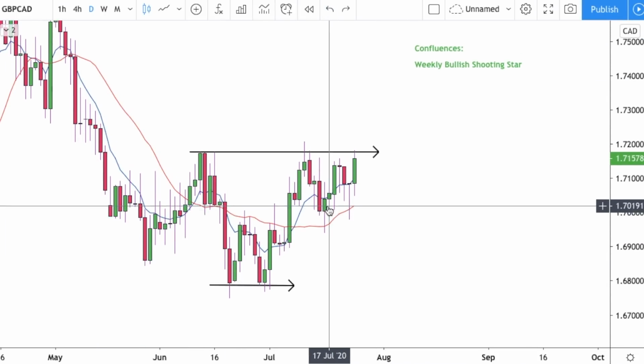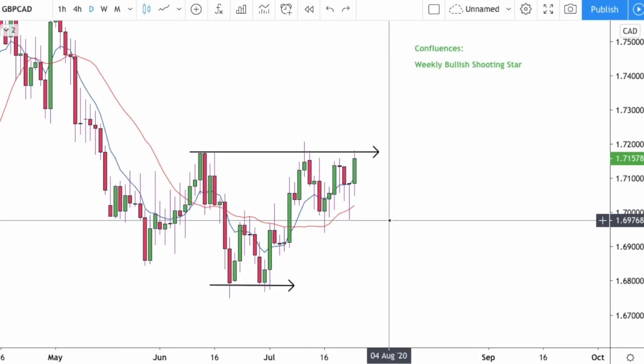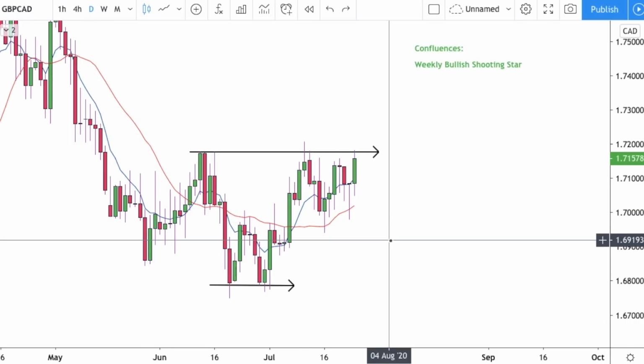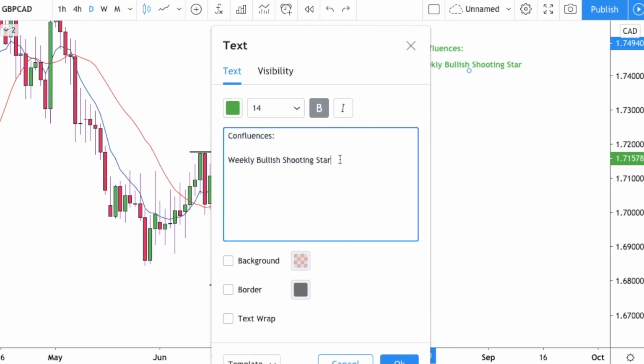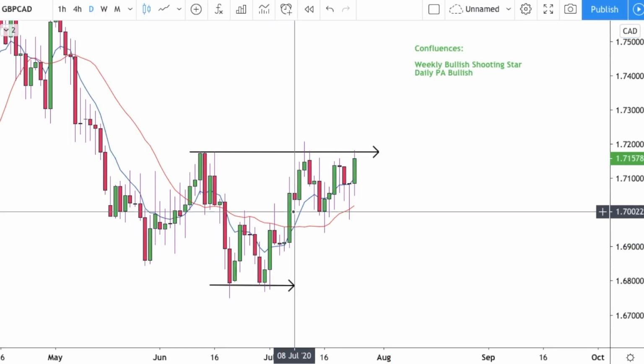The reason being that the wicks left behind tell us that the bears stepped into the market, but every single time the buyers step in and push the bears out of the market, essentially closing in a bullish candlestick. So I'm just going to write that down. So we have daily price action bullish. Okay, and another thing I noticed here is that we have the MA crossover.